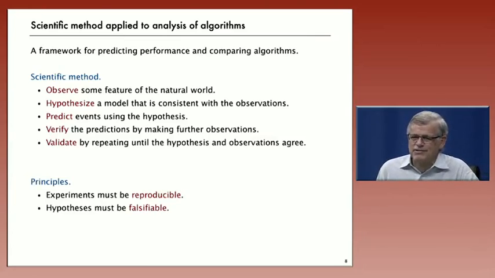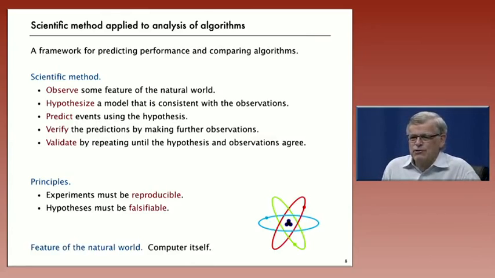Within the scientific method, there are some basic principles. And the first is that if you're going to run experiments, you should expect that somebody else should be able to run experiments and get the same result. And also, the hypotheses have to have a specific property that the experiment can show the hypothesis to be wrong. So it has to be carefully crafted, and we'll be sure to try to do that.